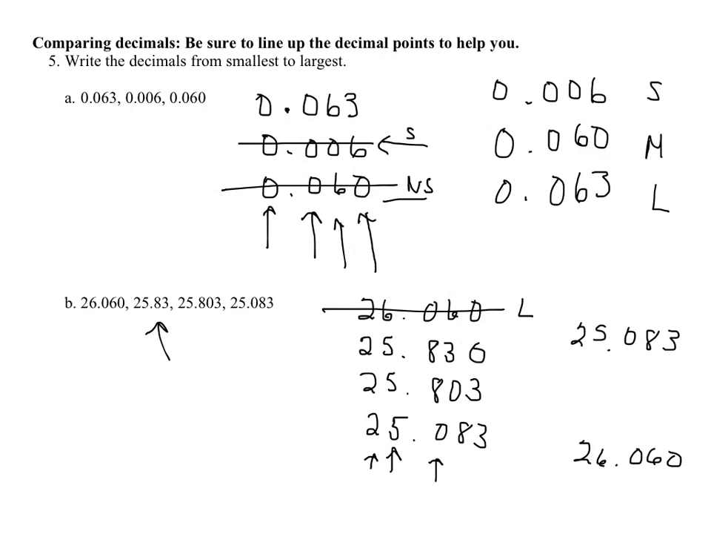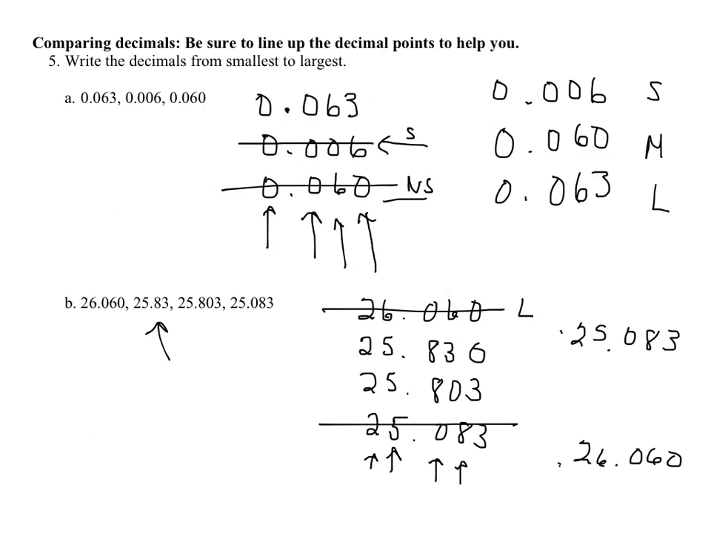This one is 25 and 83 thousandths. And this one's already at 26, right? This guy's 25, so he's gone. He's the smallest. Now what about these two guys? Well, let's do the next column.